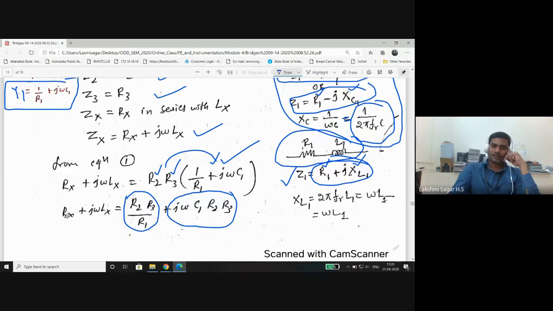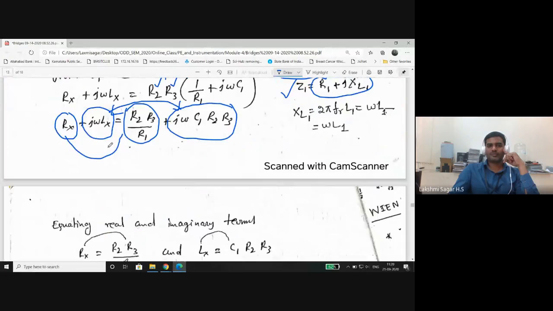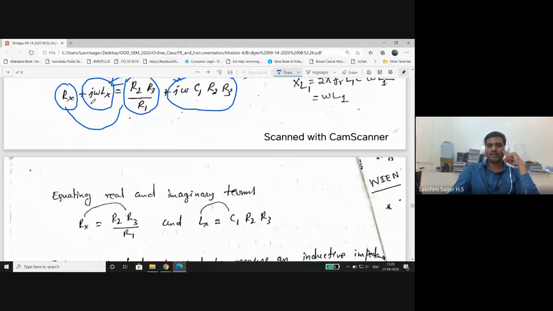Now we have two real terms and two imaginary terms, right? Now separate out both the real and imaginary terms. The j terms are j omega Lx and j omega C1 R2 R3. If you equate them, j omega and j omega get cancelled, so you get Lx is equal to C1 into R2 into R3.